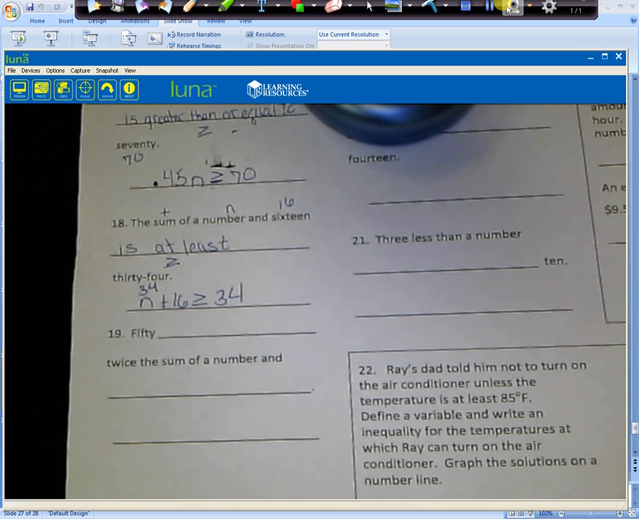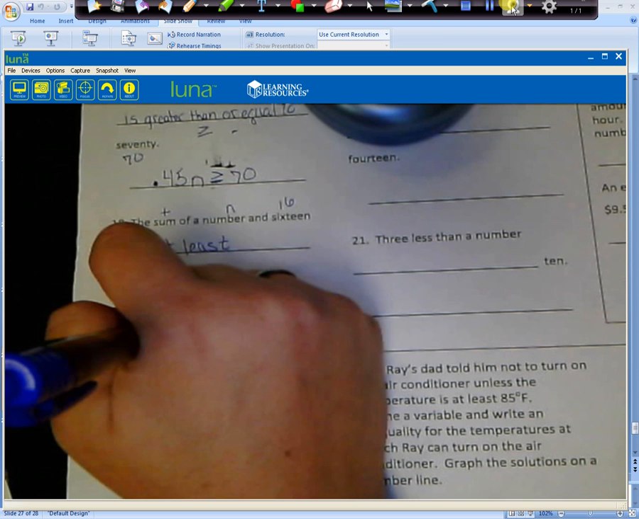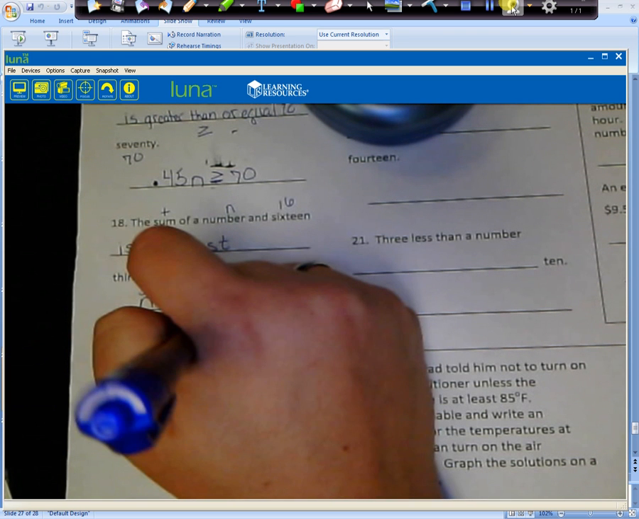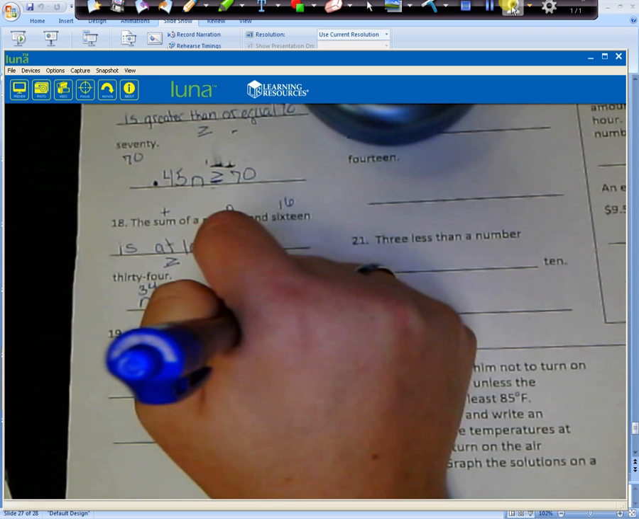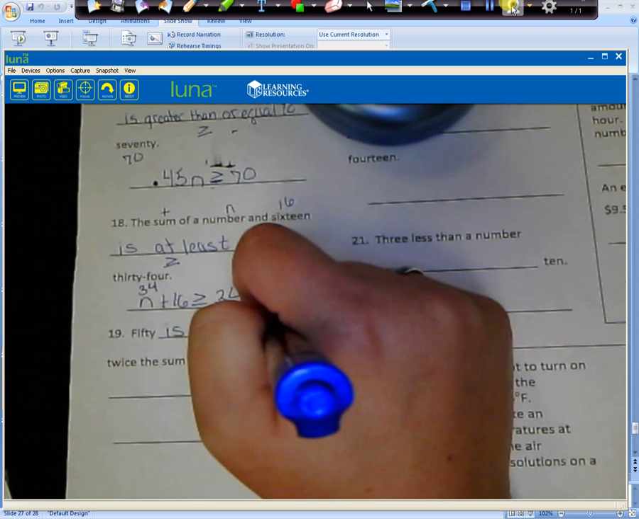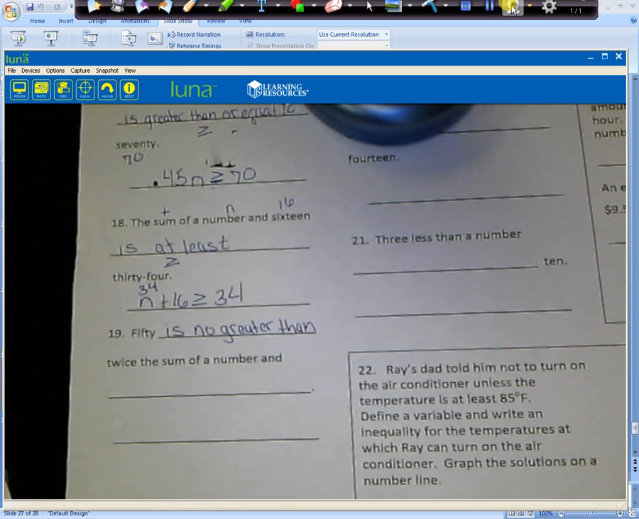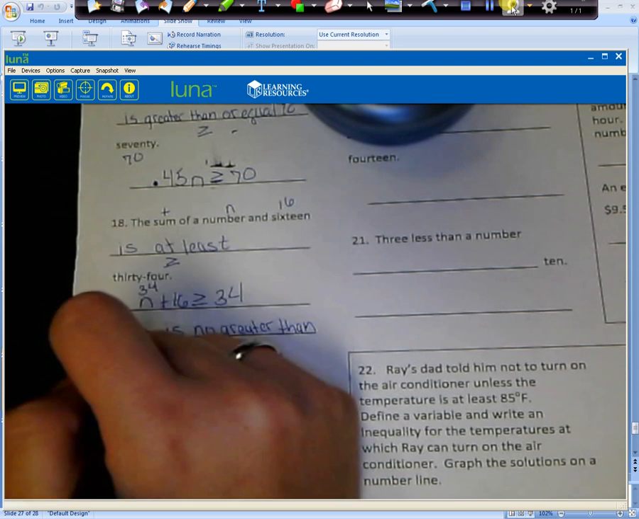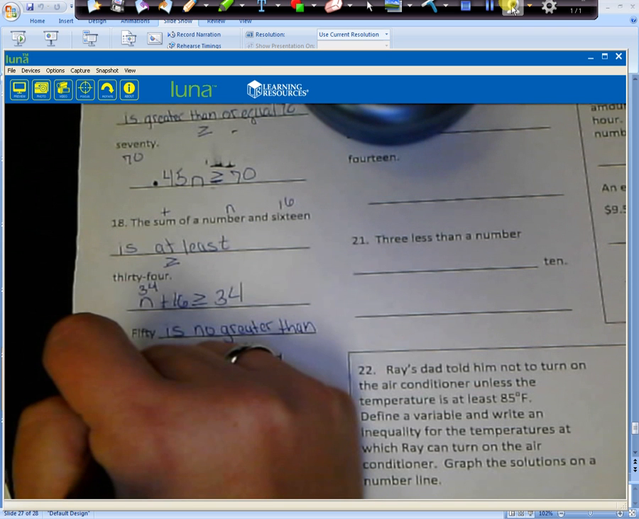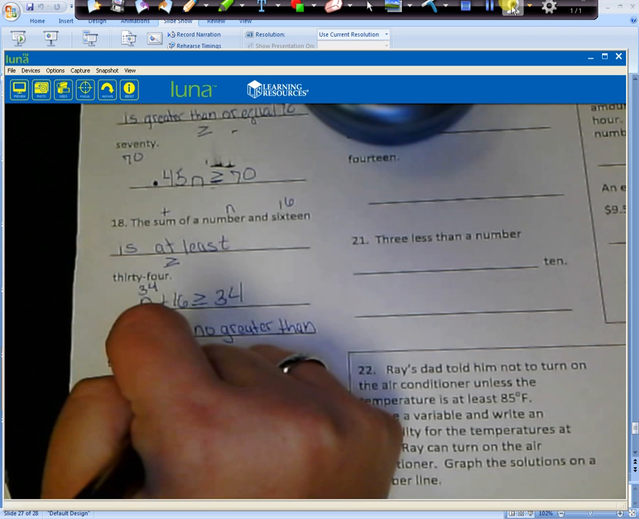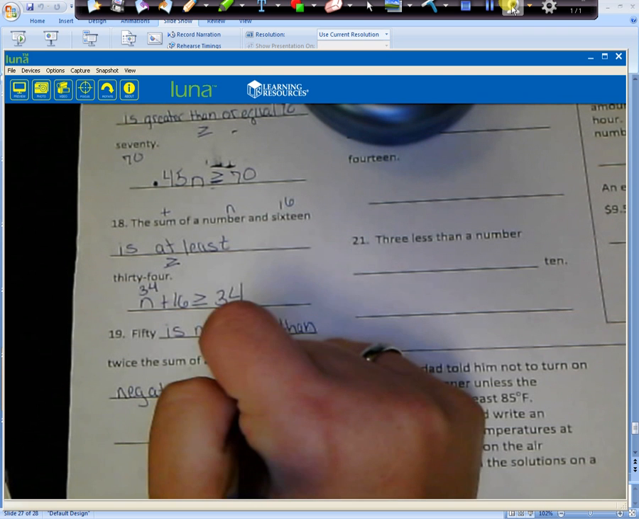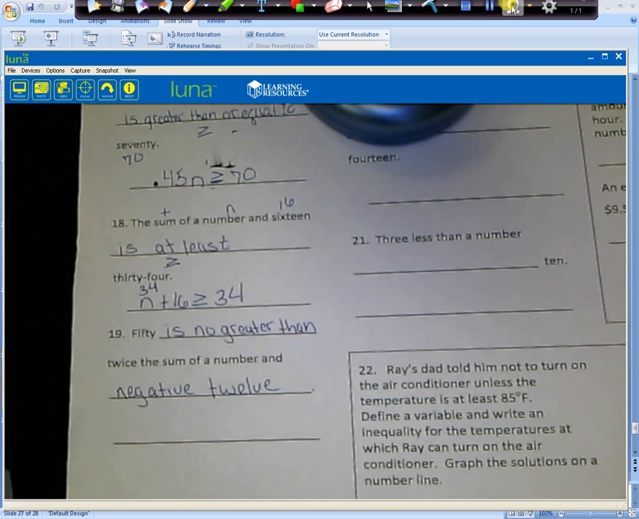Number 19 says 50 is no greater than twice the sum of a number and negative 12. 50 is no greater than twice the sum of a number and negative 12.